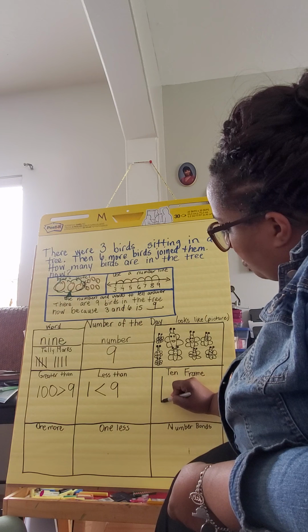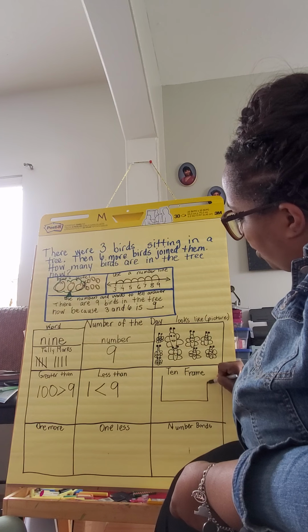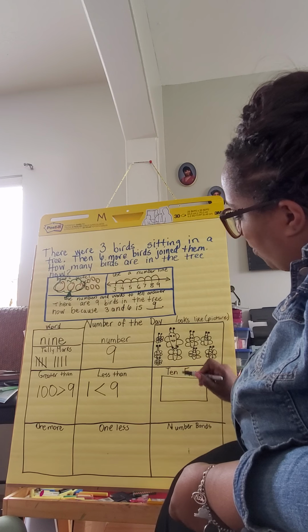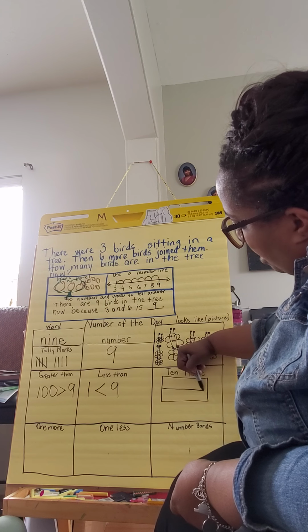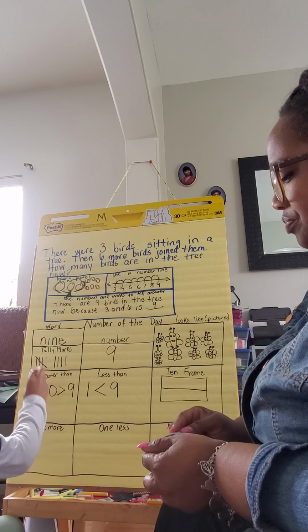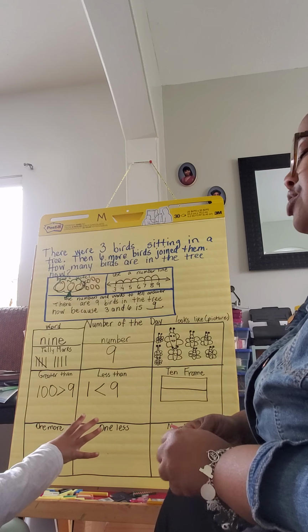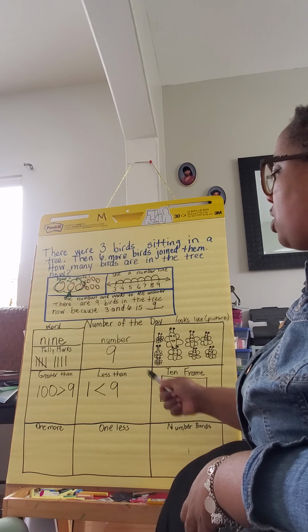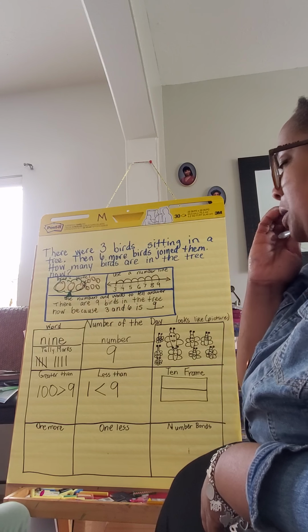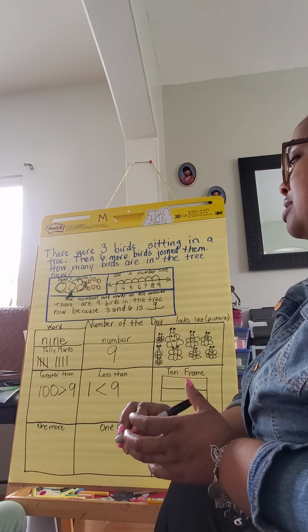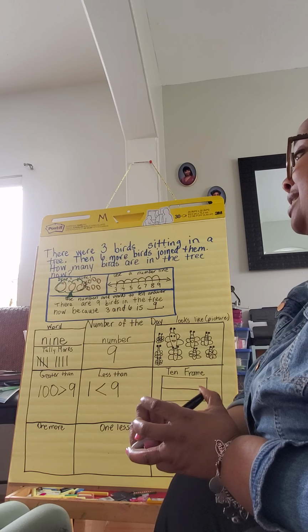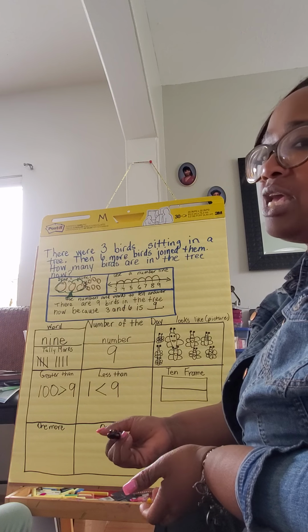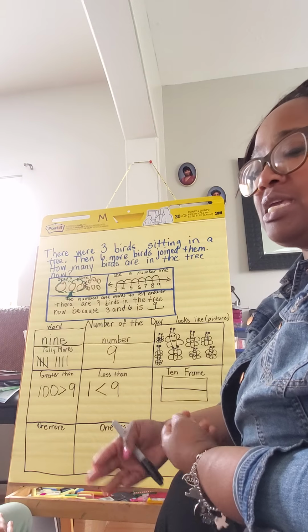So since our number of the day today is 9, I know that I only need one 10 frame. Why do I know I only need one 10 frame, Daphne? Because 100 is enough. No. Why do I know that I don't need more than one 10 frame to show 9? Because 9 is less than 10. So you see, you may have to direct their thinking.